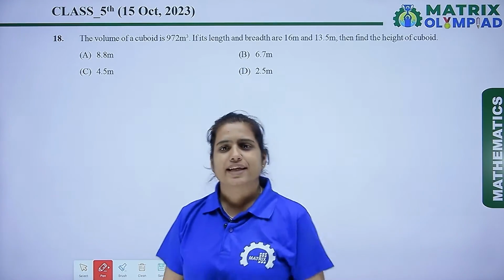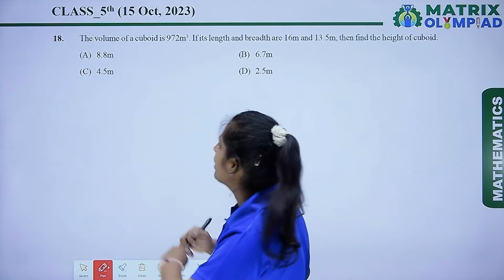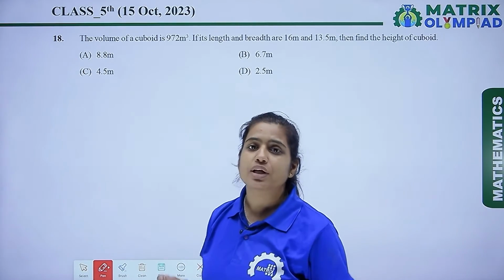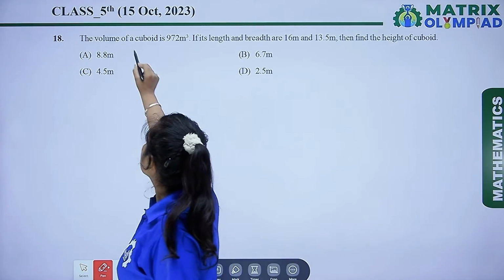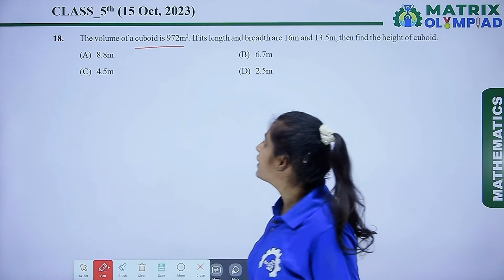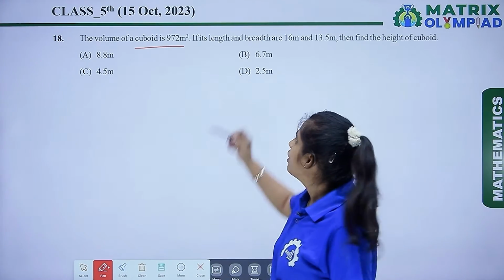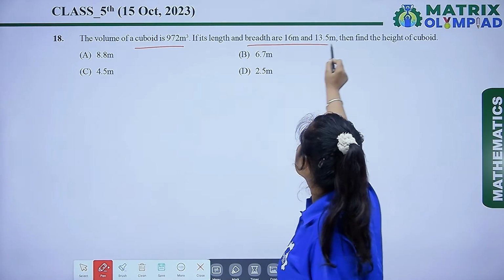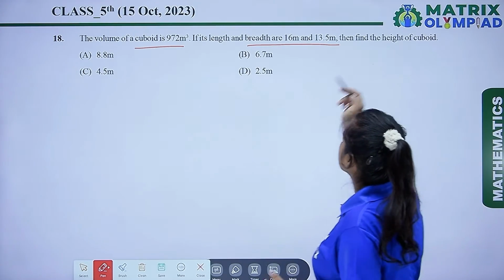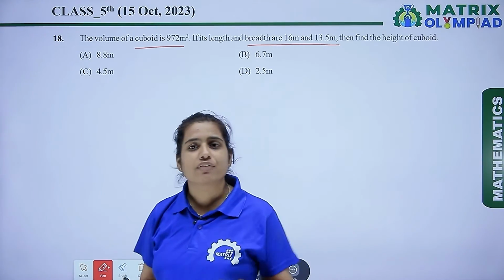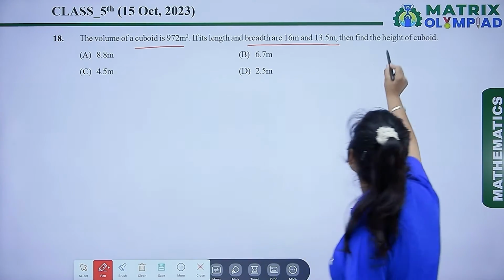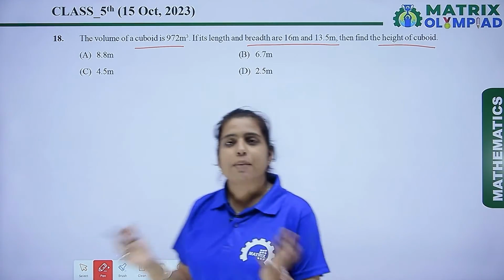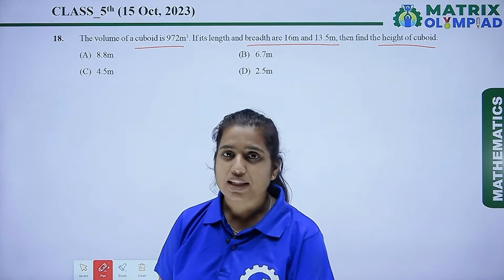Now क्वेश्चन नंबर 18. क्वेश्चन नंबर 18 के लिए हमारे पास क्यूबॉइड दे रखा है और वॉल्यूम दे रखी है इस क्यूबॉइड की. So here volume of a cuboid is 972 meter cube and length and breadth is also given to us, that is 6 meter and 13.5 meter. And what we have to find out? Here we have to find out the height of the cuboid.